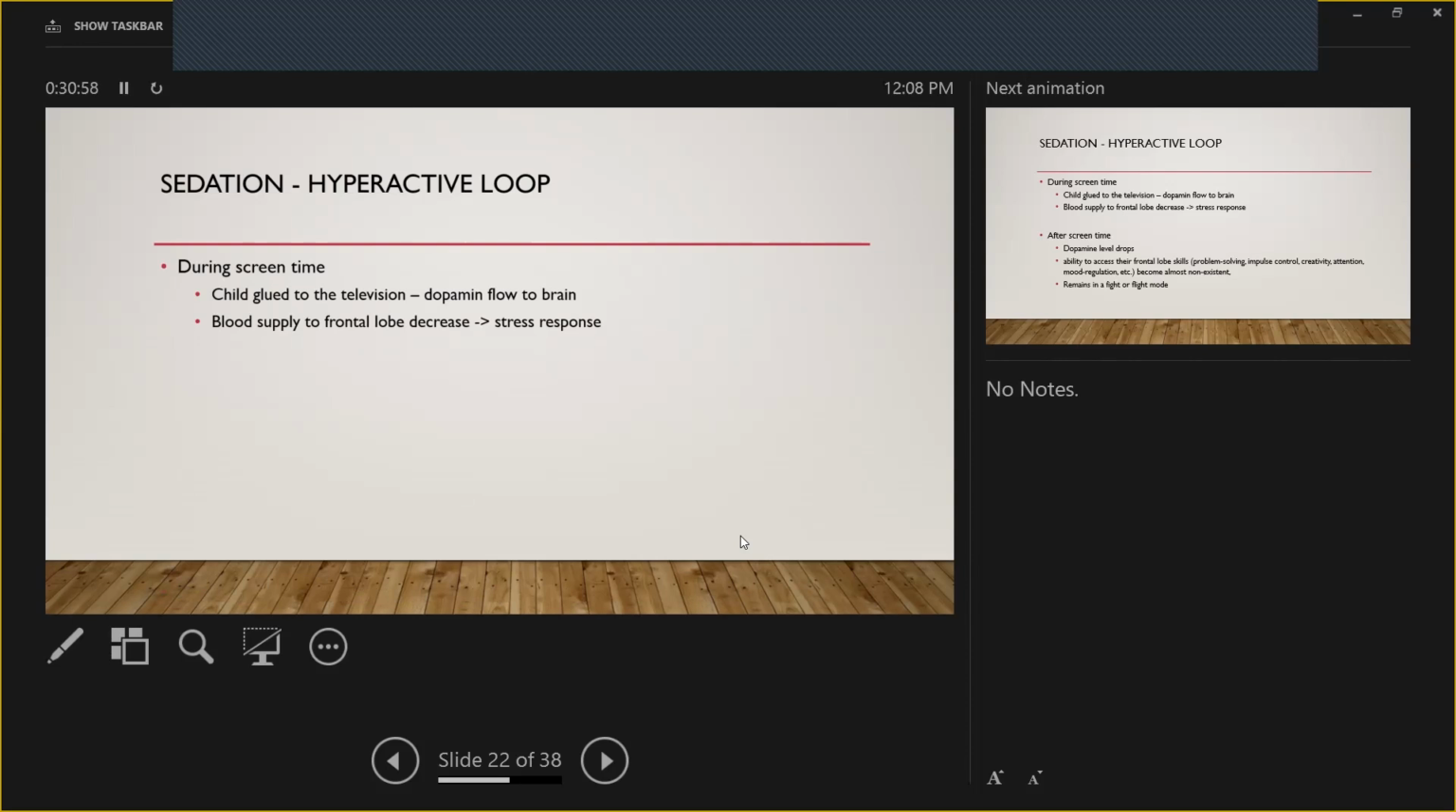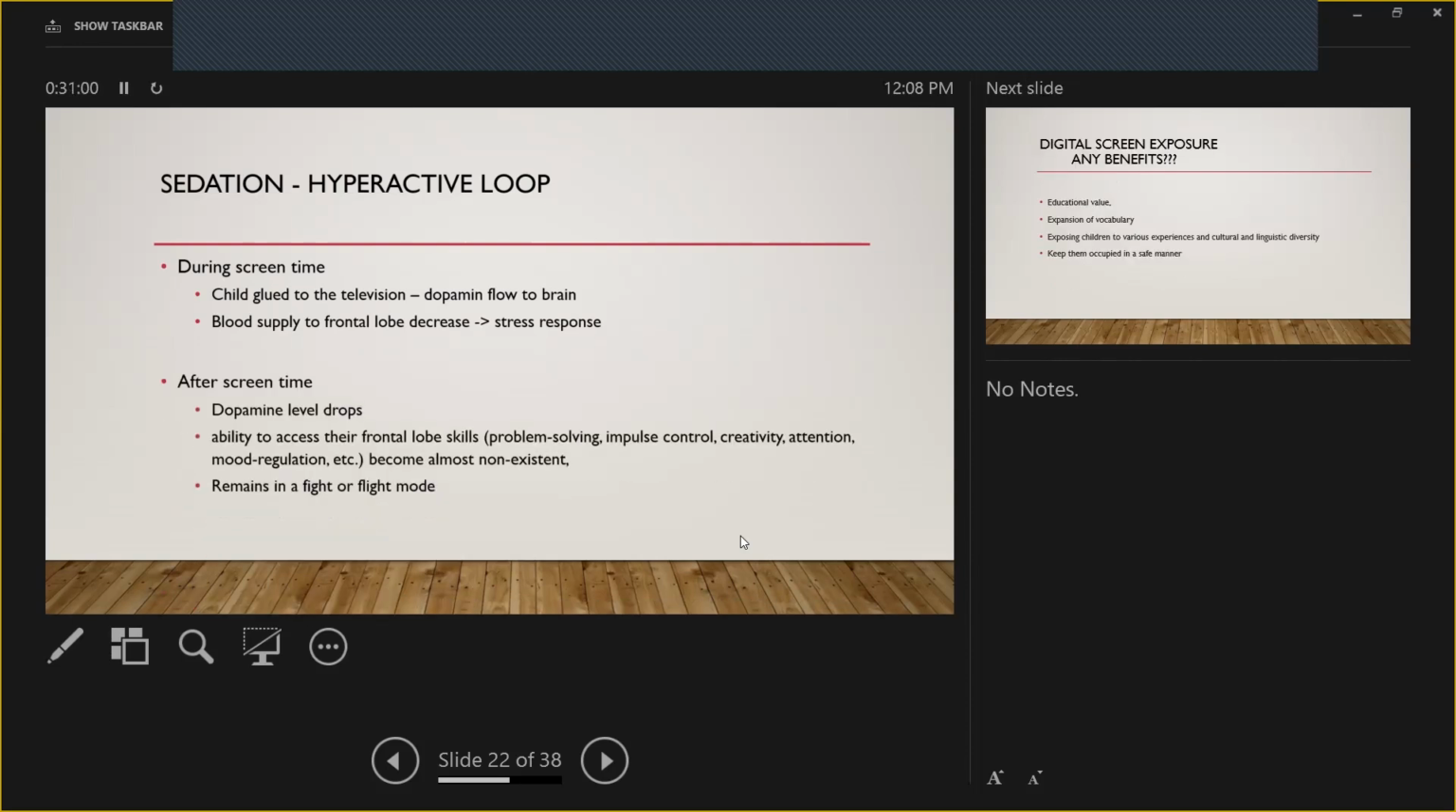Now, we switch off the screen. What happens? The dopamine level suddenly drops, but your frontal lobe doesn't have enough blood supply. So all the activities like problem solving, impulse control, creativity, those things are gone now. And now the child is in what mode? Stressful mode. They are always in the fight or flight mode.